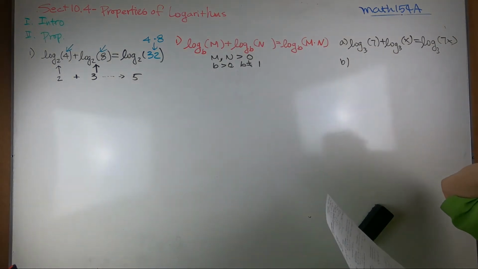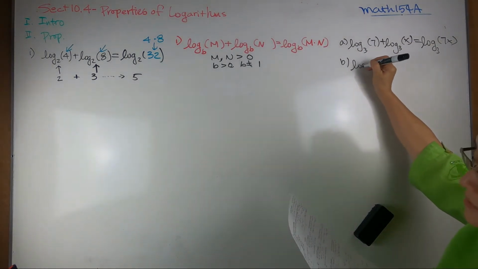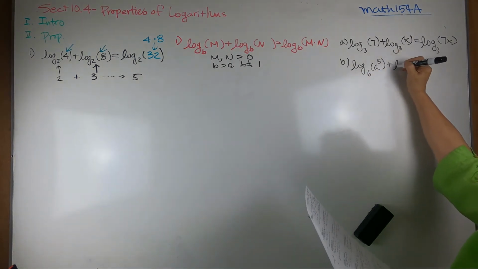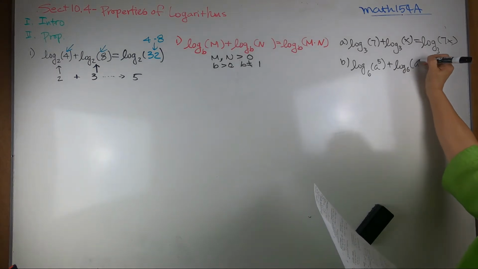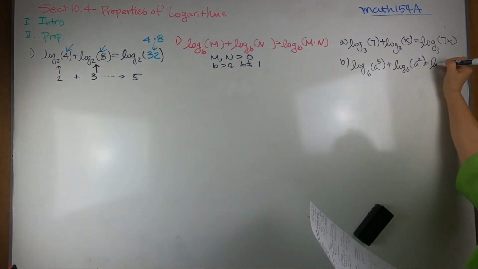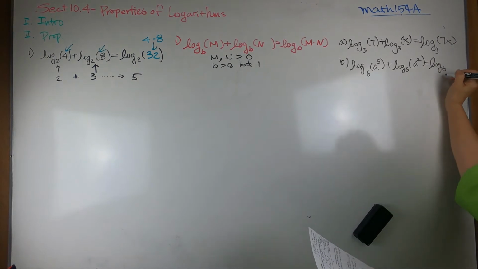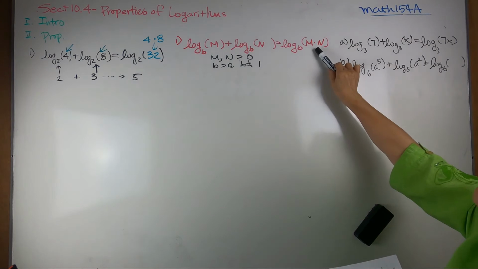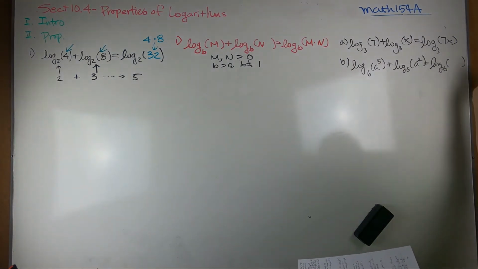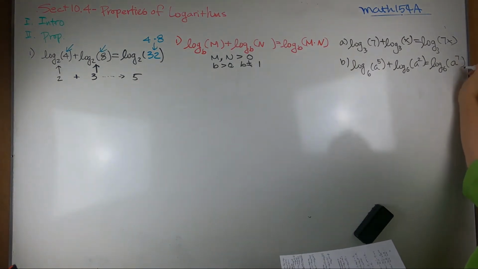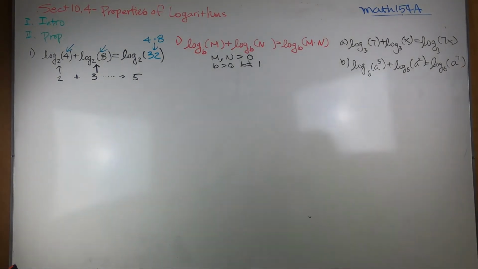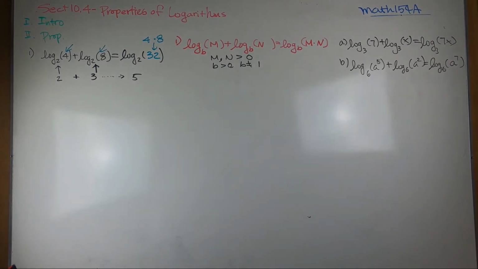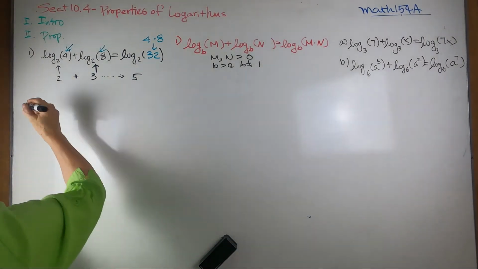Multiply inside. So if we have log base 6 of a to the 5th power, plus log base 6 of a to the 2nd power, what do you think? It would be log base 6. What's inside? Inside you multiply them. A to the fifth times a squared. How many a's do we have? That would be a to the 7th, right? So that's your first property when you add.